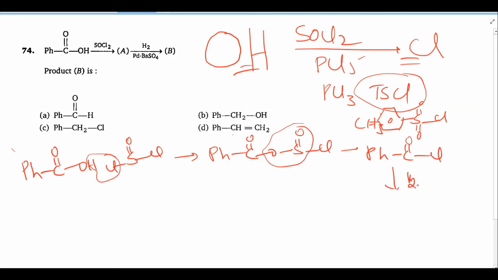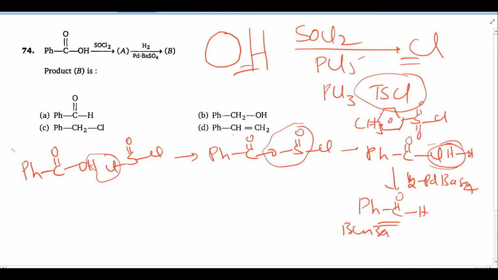After that, this is treated with H2, Pd-BaSO4. This is Rosenmund's reduction, one of the famous reactions of carbonyl compounds. So PhC double bond O H, you are going to get benzaldehyde. So this is our answer. The correct answer is option A. For question 74, A is the correct answer.